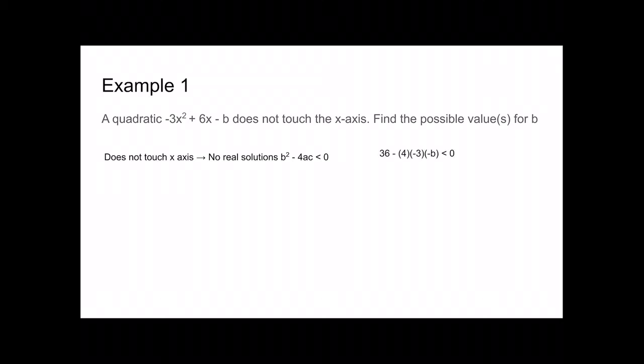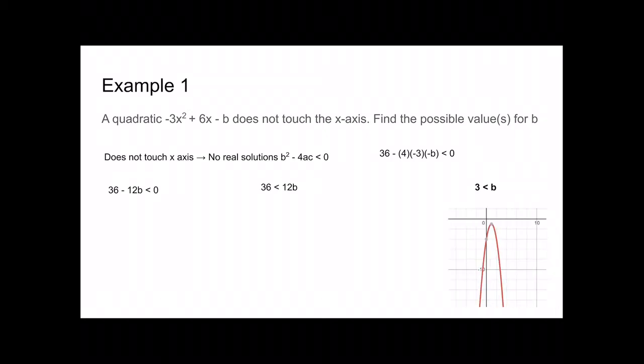Right, so you just substitute the variables you do know, and then you substitute your unknown value, which is b. So 6 squared is 36 minus 4 times negative 3 times negative b, and that's less than 0. Alright, so 36 minus 12b is less than 0, and after a few steps of simplifying, you should find that your final answer is that b must be greater than 3. So for any value of b greater than 3, there are no real solutions.